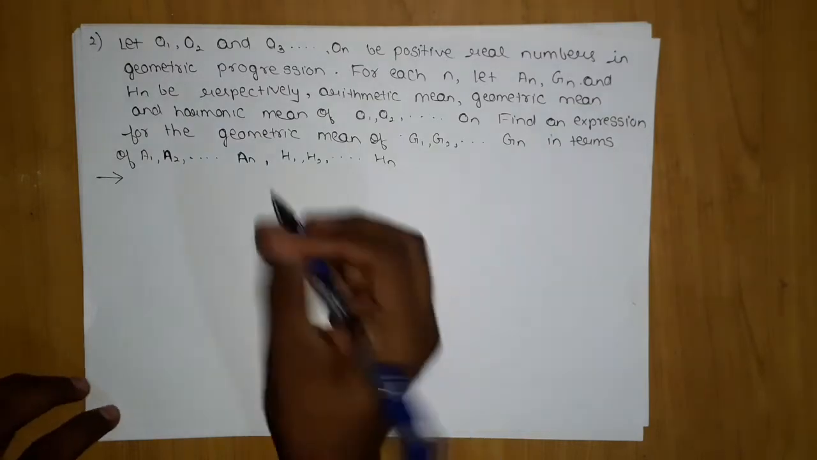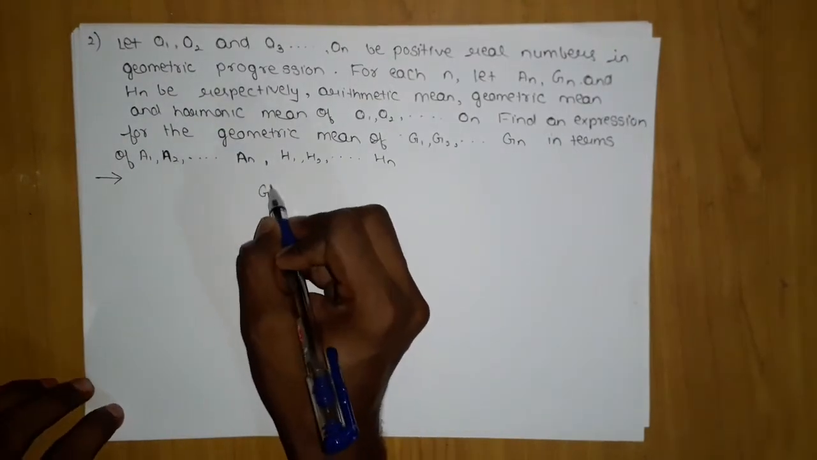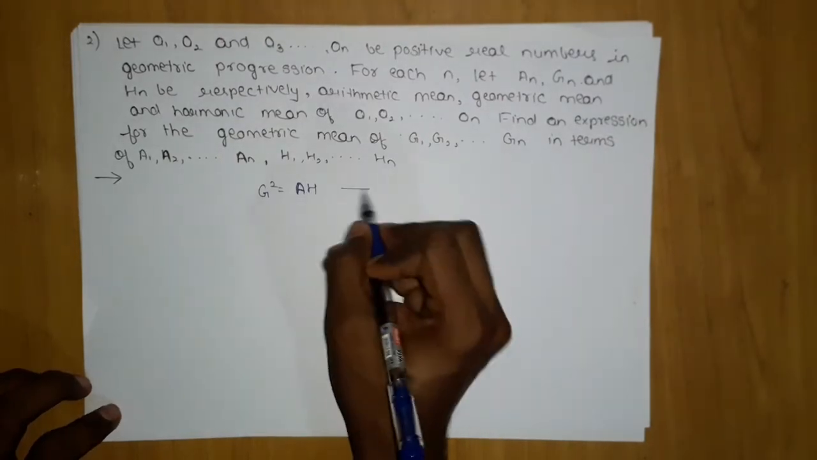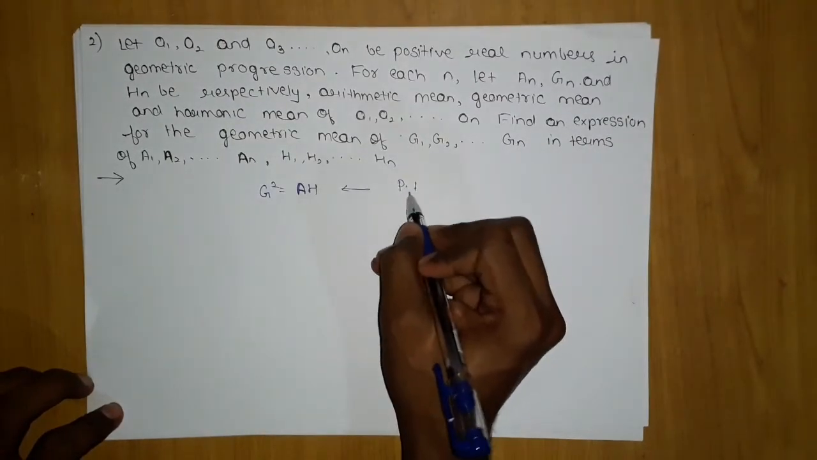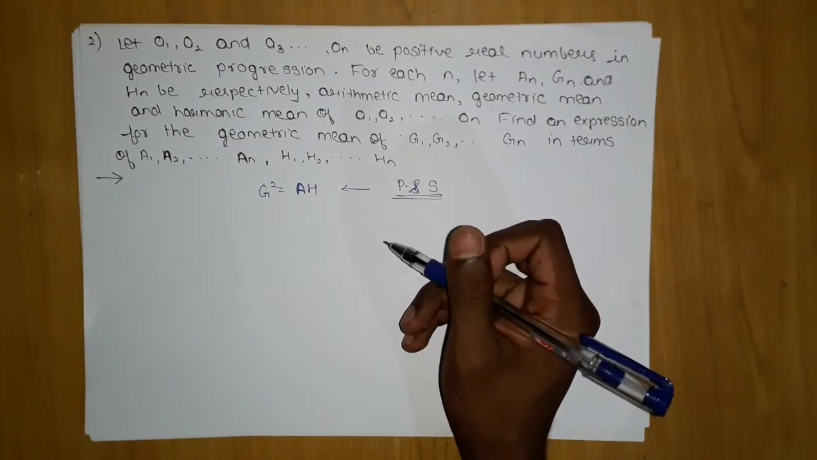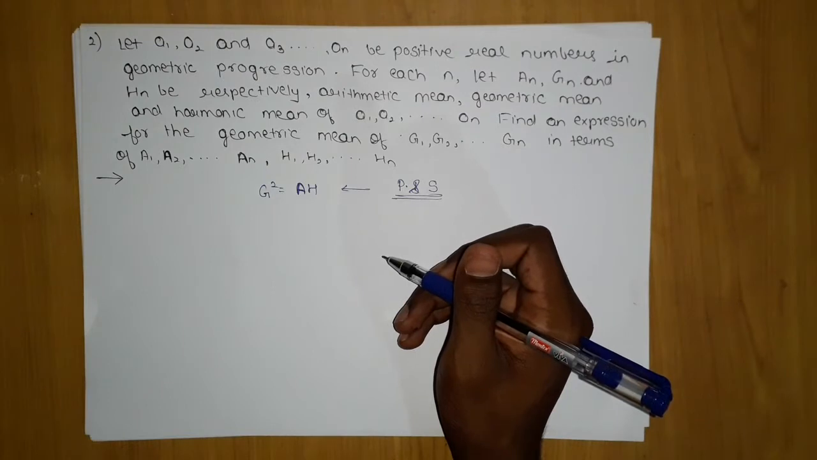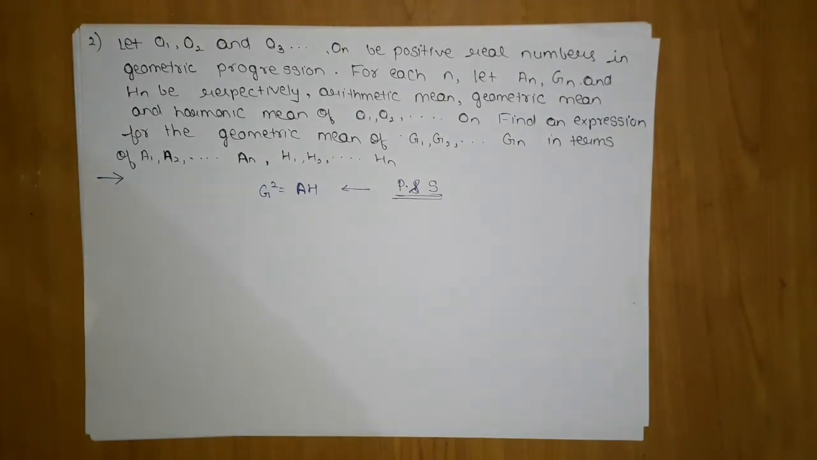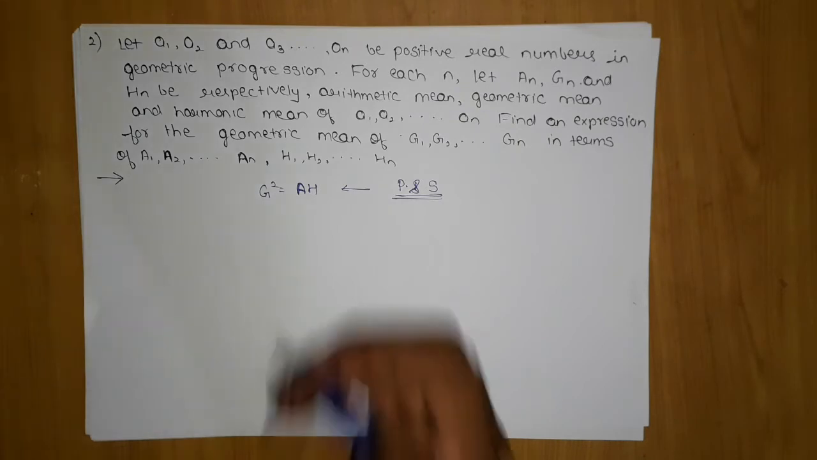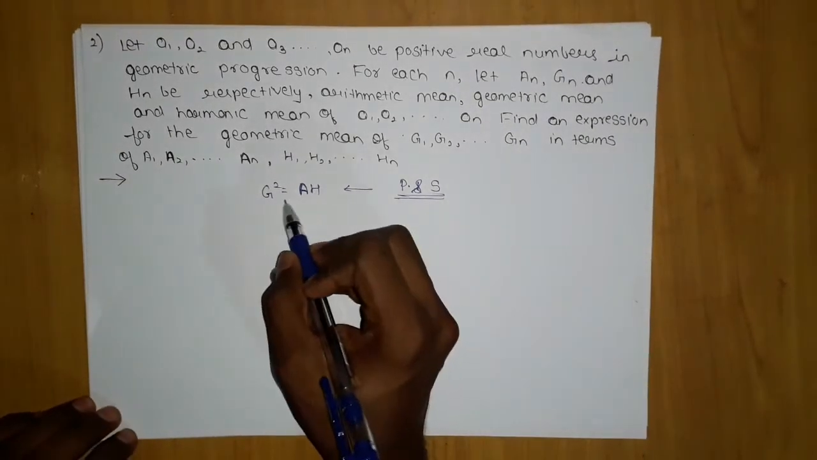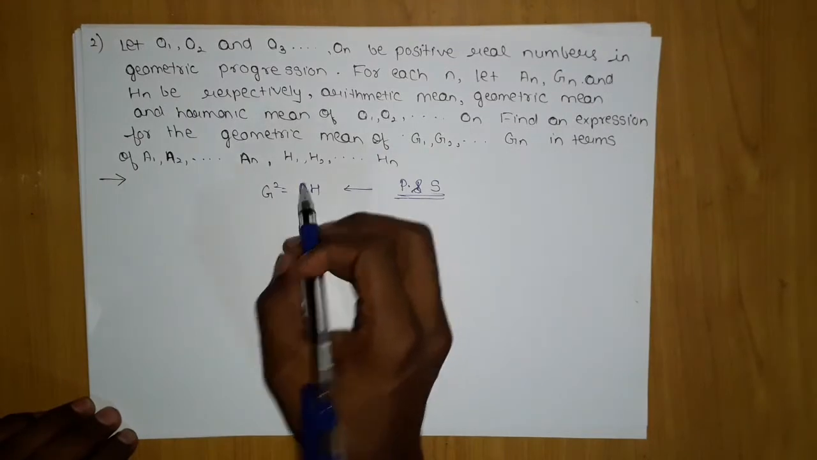So the relation which we have between the means is G squared equals A times H. We have already studied this relation in progression and series, and I have derived it. But you just need to remember this relation. There is no need for the derivation of these things. So just keep in mind that the expression which relates A, G and H will be nothing but this relation.